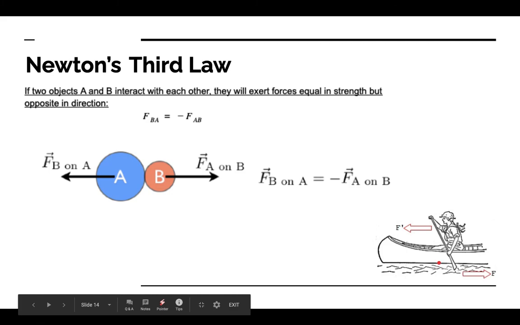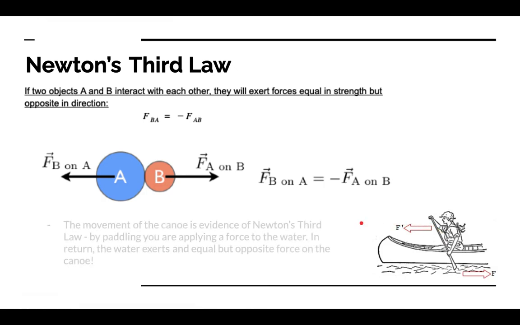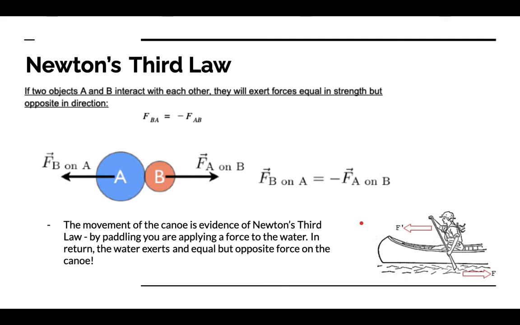Well, when the person's paddling, they're pushing the paddle back, which exerts a force to the right on the water. As a result of Newton's third law, the water is going to push back on the paddle and hence the canoe to the left. So there's going to be an equal and opposite force from the water acting on the canoe, which causes the canoe to accelerate to the left, hence causing the acceleration and subsequent motion of the canoe. And these are the main concepts behind Newton's third law.